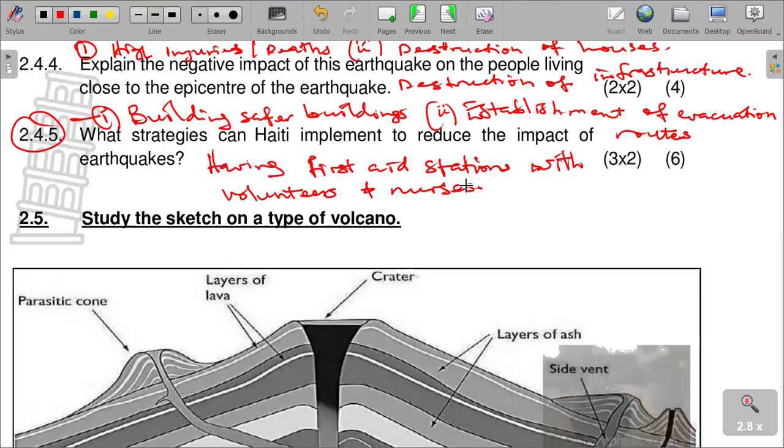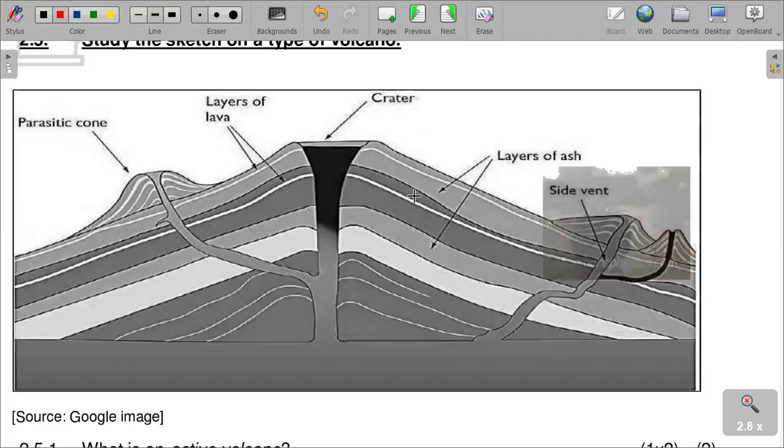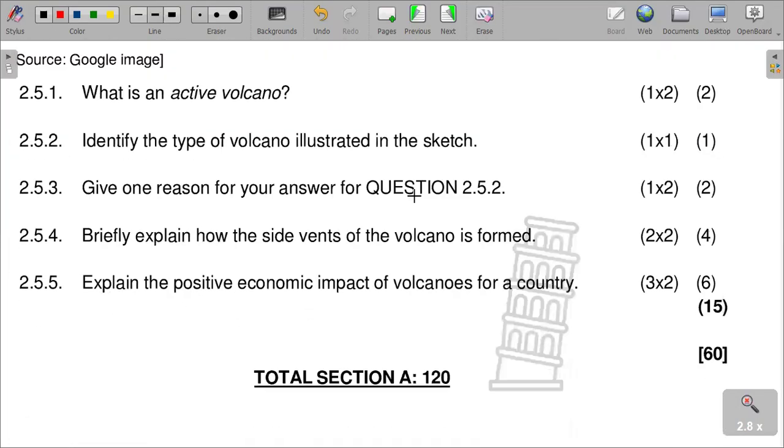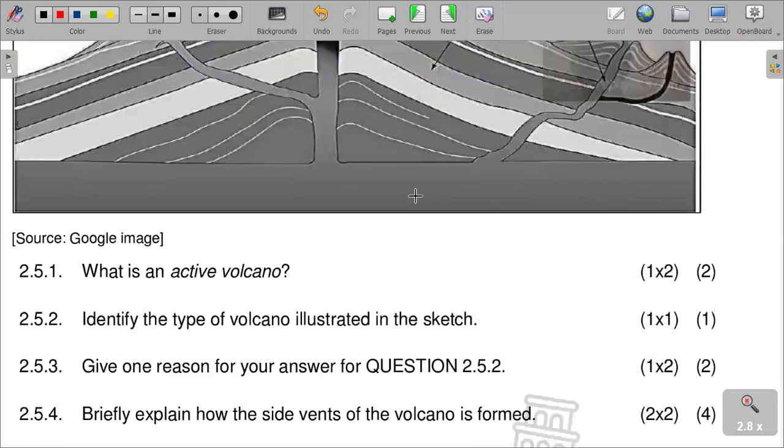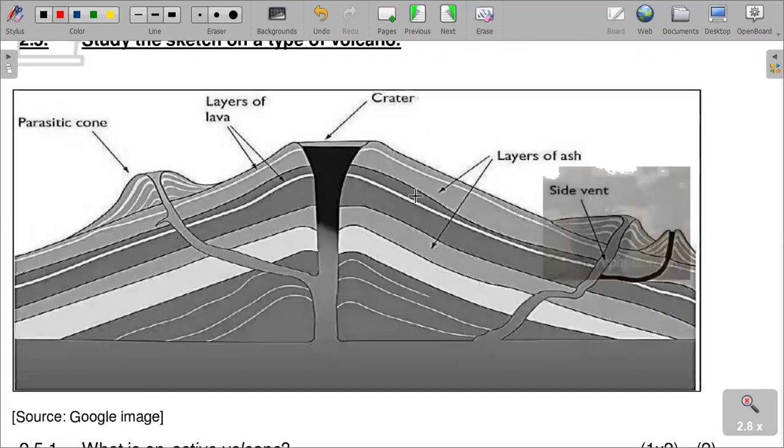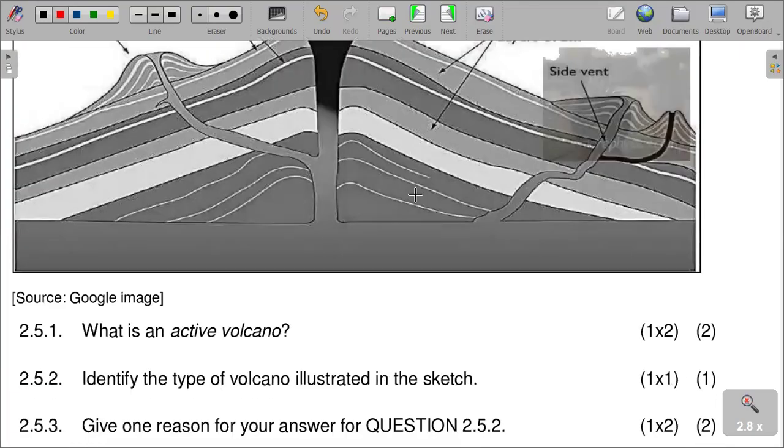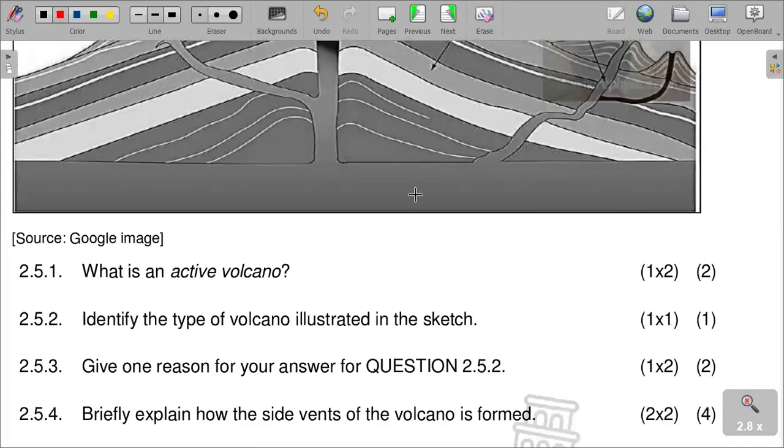You see, let's just quickly answer the last piece. This I have shown you. We have once looked at it in the first day: volcanic eruptions and layers of ashes, side vent, and so on. So the first question is, what is an active volcano? An active volcano is a volcano that erupts on a regular basis.